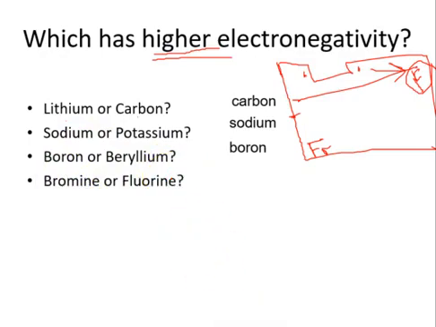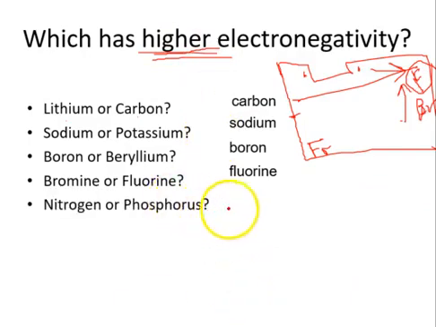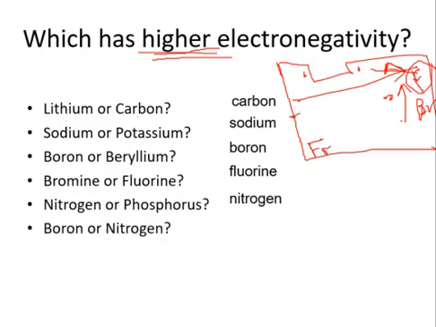This one's super easy because fluorine does have the highest value. So of course it's going to be higher than everybody else on the periodic table. But if you look at the trend, higher up is higher electronegativity. Nitrogen or phosphorus? So nitrogen is here, phosphorus is here. Closer is going to be nitrogen because it's in the same period as fluorine is. So nitrogen has the higher. Boron or nitrogen? Who's closer to fluorine? Nitrogen is.